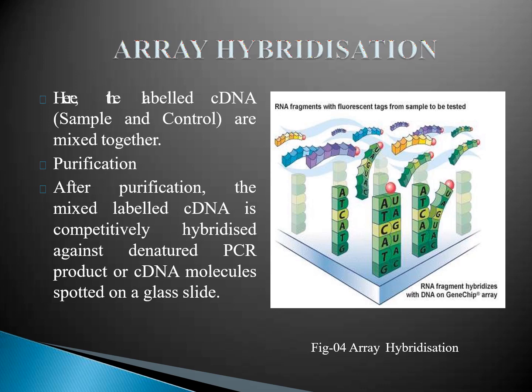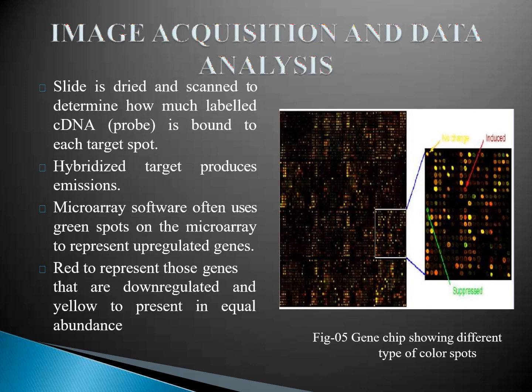So already the PCR products or cDNA molecules which represent the gene sequences are immobilized on the glass surface. They are called probes, and to these probes, this purified mixed labeled cDNA is applied for the hybridization. Now wherever there is complementary base pairing, this cDNA will hybridize or form complementary base pairing with the probe molecule. Then image acquisition and data analysis.